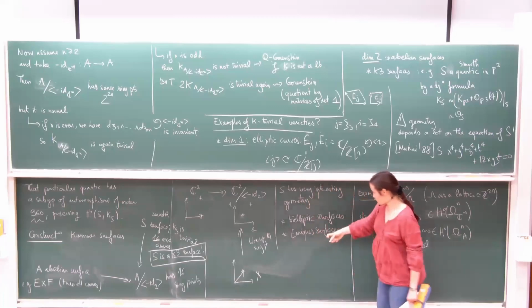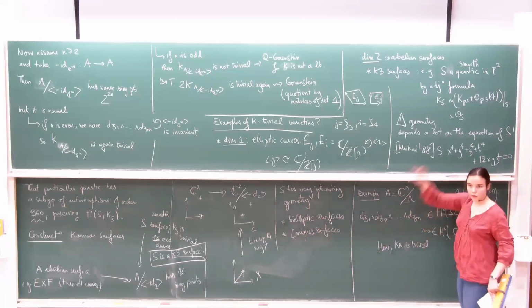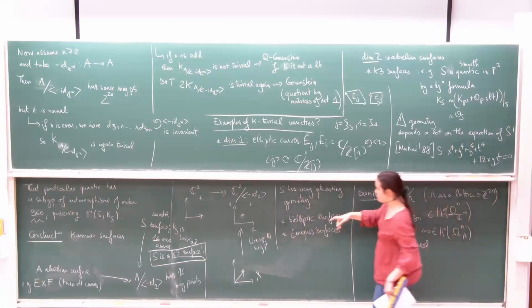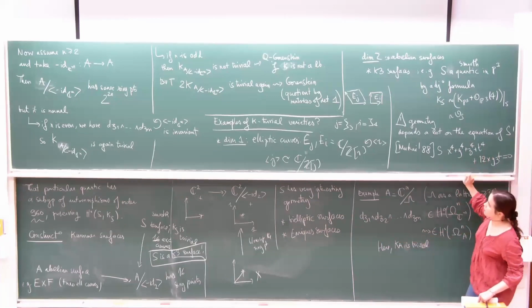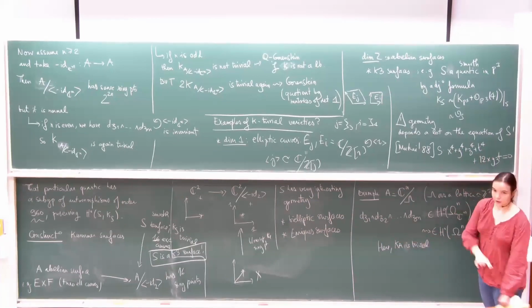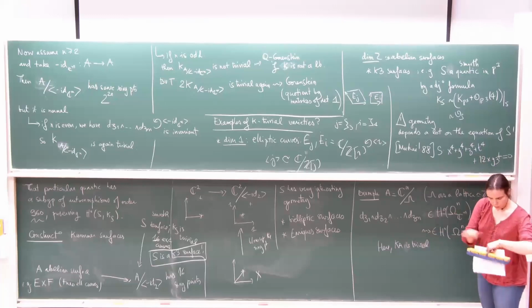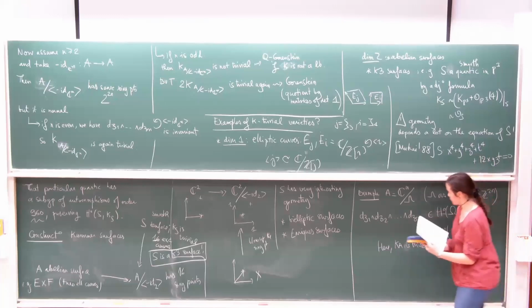So this comes from K3, this comes from abelian. This is not all in the classification, but now with those 4 points, this is all you get as smooth surfaces with no K-trivial. So now let's move on to higher dimension.